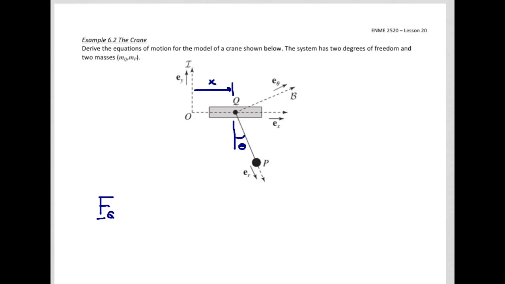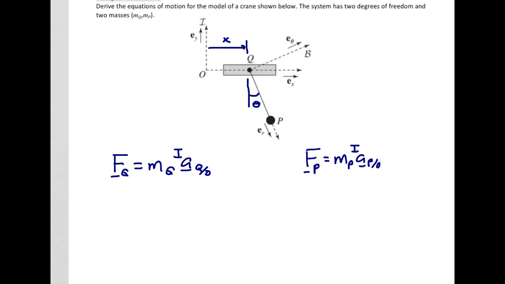And so we have that the sum of forces on Q is equal to the mass of Q, be sure you put the subscripts, times the acceleration of Q with respect to O, as observed in the inertial reference frame, and then we're also going to solve the forces on P are equal to the mass of P multiplied times the acceleration of P with respect to O, as observed in the inertial reference frame. And because this is a system of particles, the sum forces on Q are going to be a combination of external forces and internal forces, and the sum forces on P are going to be a combination of external forces and internal forces as well.